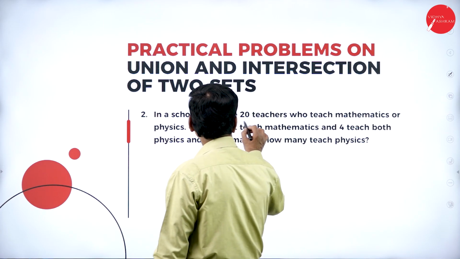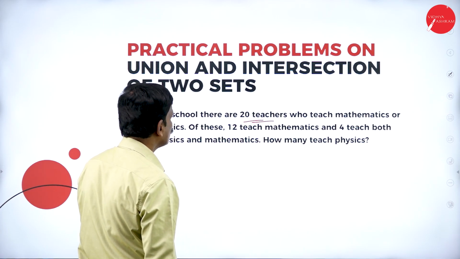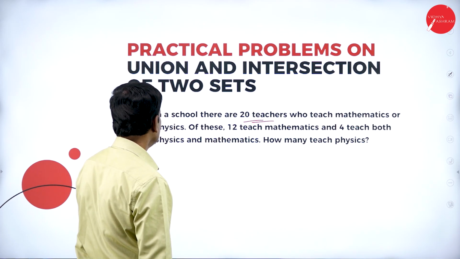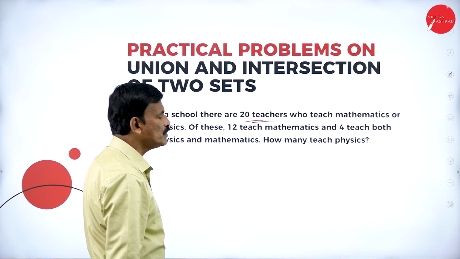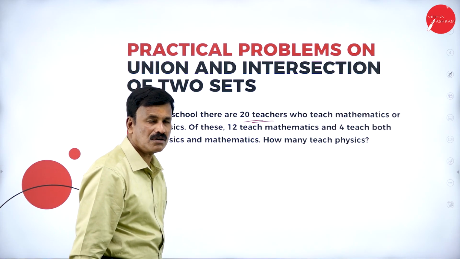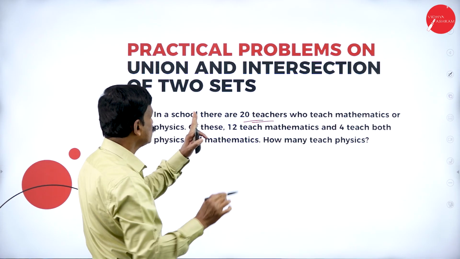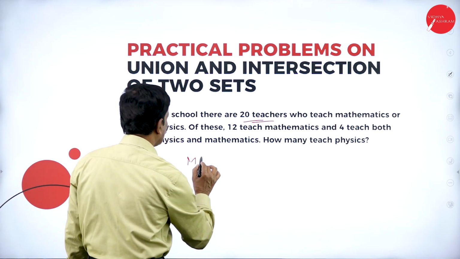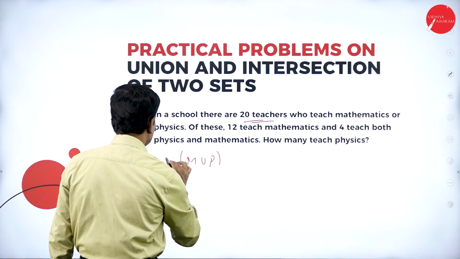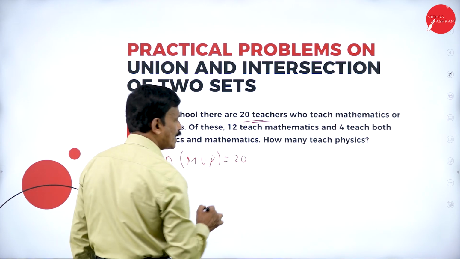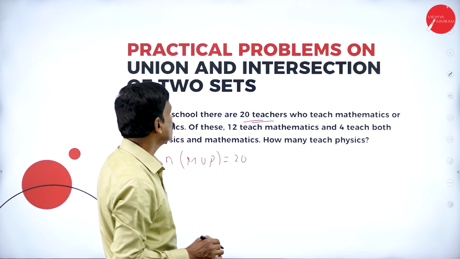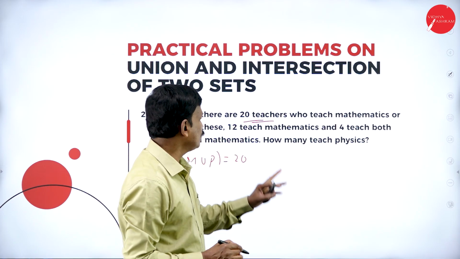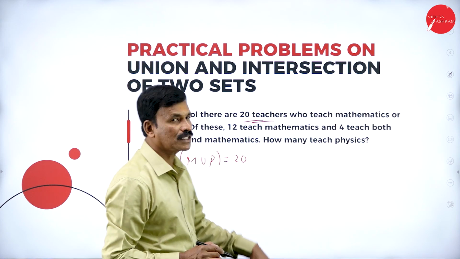In a school, there are 20 teachers who teach mathematics or physics. Of these, 12 teach mathematics and 4 teach both physics and mathematics. How many teach physics? This is also an important concept. Teaching mathematics or physics means union. So n of maths union physics is equal to 20. Of these, 12 teach mathematics and 4 teach both physics and mathematics.